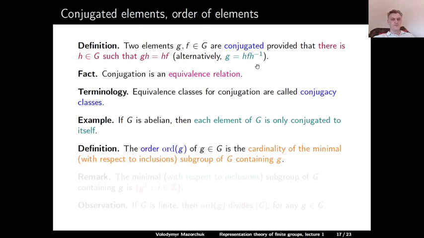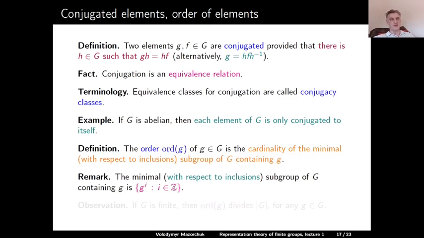Now about the order. So we define the order of an element g in G as the cardinality of the minimal, with respect to inclusion, subgroup of G which contains this element little g. Remark: the minimal subgroup of G containing g is exactly the set of all elements in G which can be written as powers of our element little g. And the exponents of these powers should be all integers. So you should also take into account the negative powers of g, or the positive powers of g inverse.